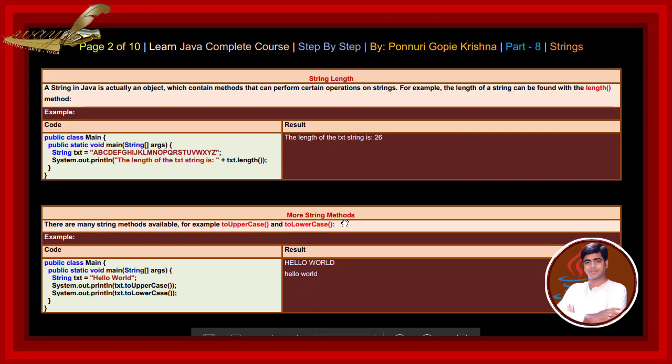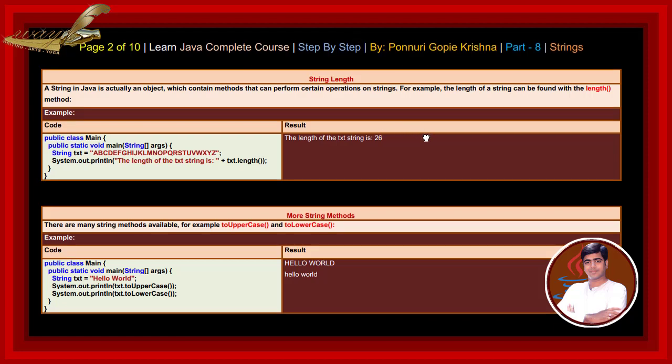String length. A string in Java is actually an object which contains methods that can perform certain operations on strings. For example, the length of a string can be found with the length method. See here, String text = "A to Z". Now we are printing text.length(), using the length method. See here, the length of the string is 26. A to Z letters, 26.